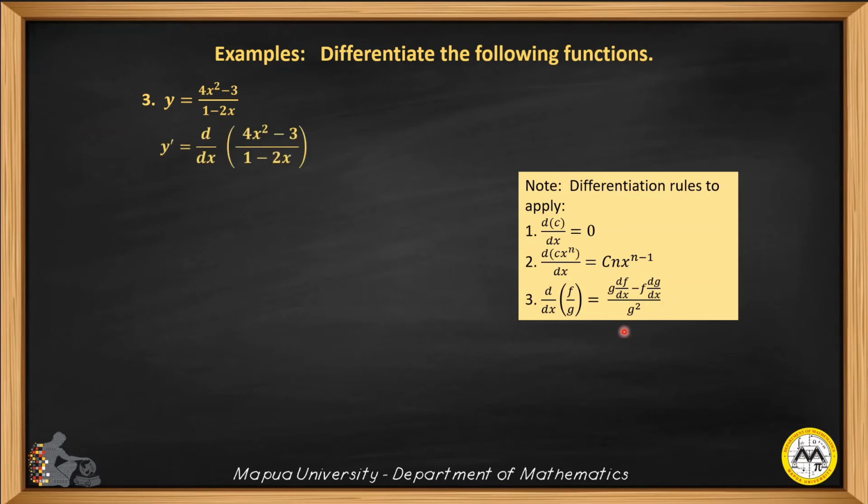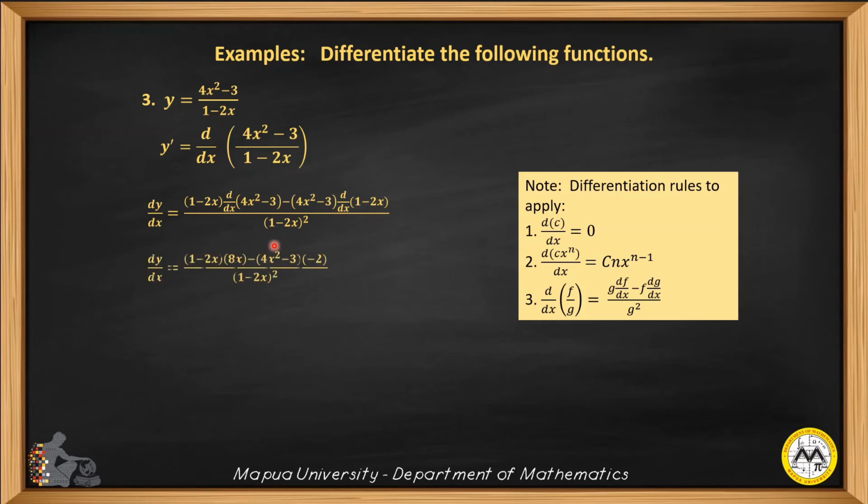So working out the derivative y prime, we differentiate this ratio with respect to x, and we need to apply the number 3 rule. Hence, we will have the denominator 1 minus 2x times the derivative of the numerator 4x squared minus 3, minus the numerator 4x squared minus 3 times the derivative of the denominator 1 minus 2x, all over the square of the denominator 1 minus 2x.